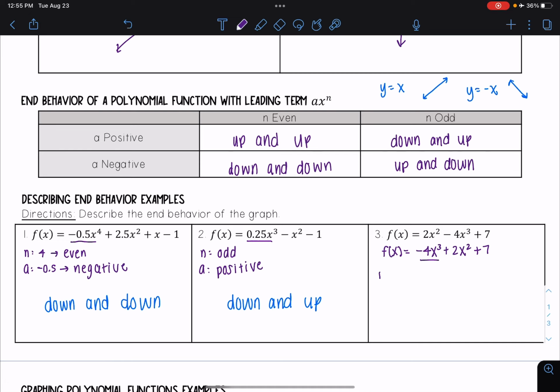So I see that my n is odd, because my degree is 3. And I see that my a, negative 4, is negative. And so looking at my table here, when n is odd and a is negative, my end behavior is up and down.